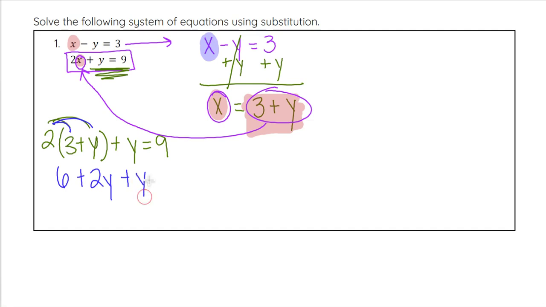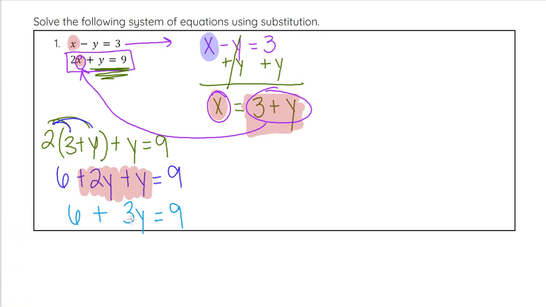And then I still have plus y equals 9. At this point, I want to go ahead and combine like terms. So 2y plus y, when I combine those like terms, I get 3y. So now I have 6 plus 3y equals 9.